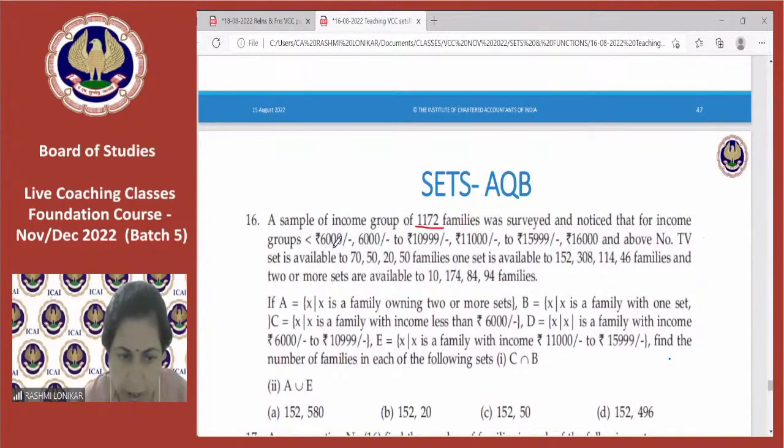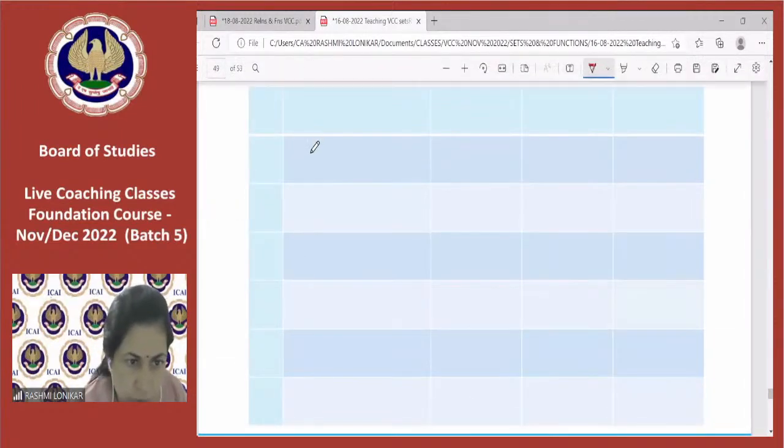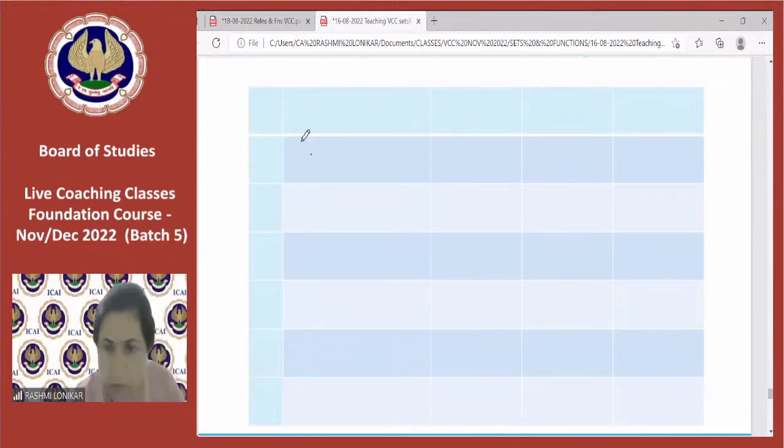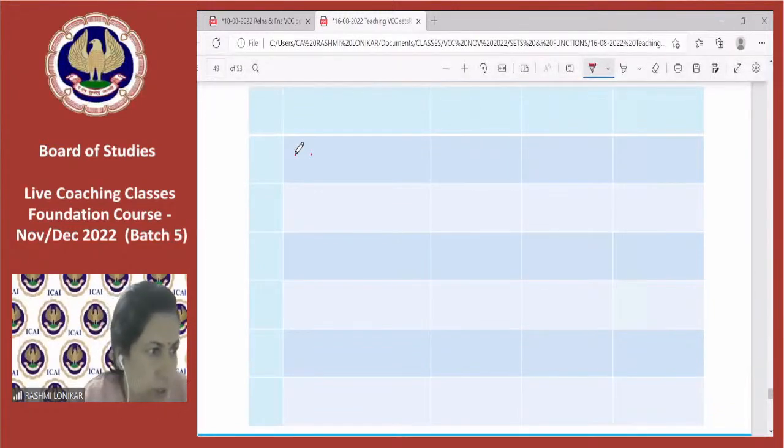So I have less than 6,000, 6,000 to 11,000. Okay. So now let me just put it over here, because I will have to write them down. We'll just copy the question from here, from the textbook. So this is for salaries.